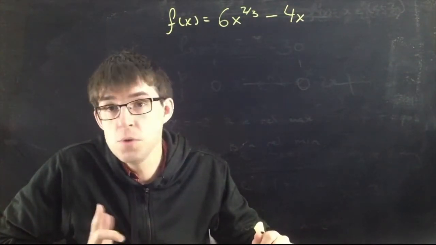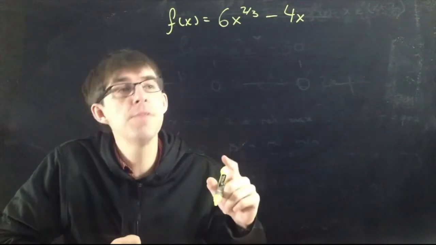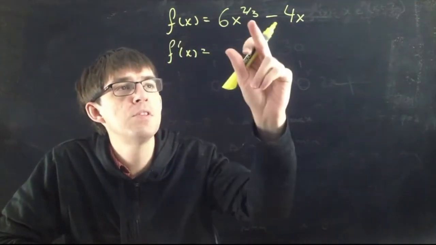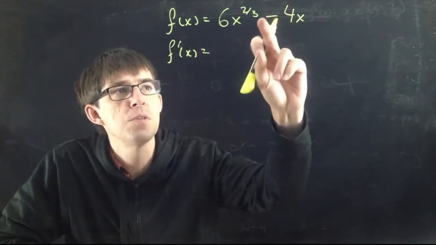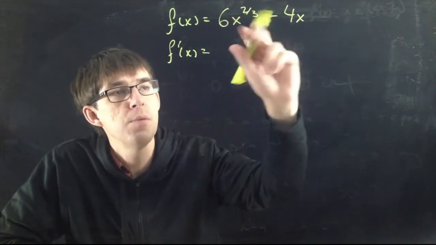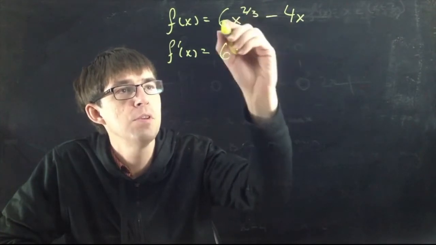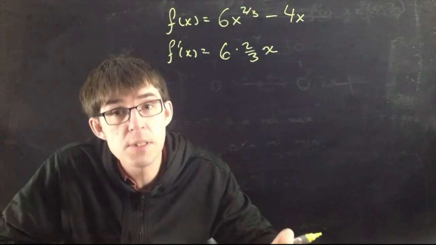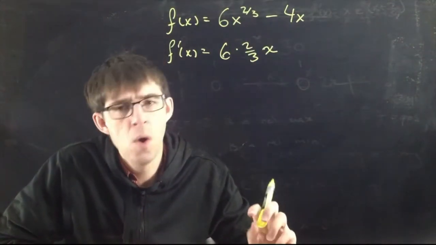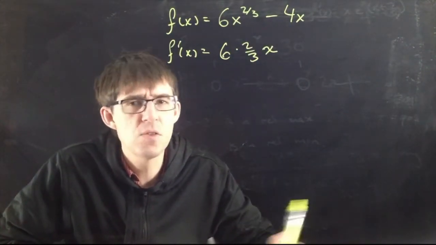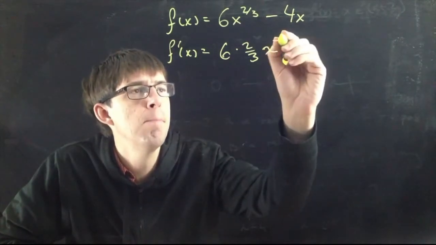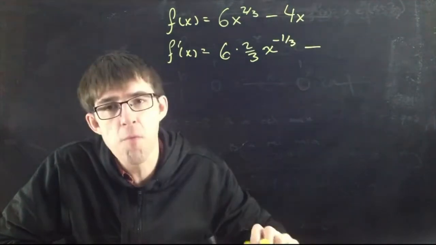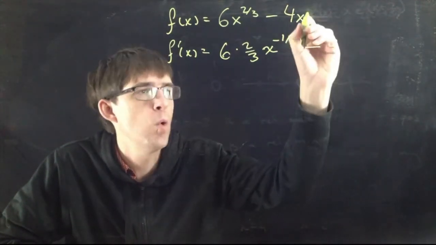We are going to do the same procedure. We begin by taking the derivative and try to simplify as much as possible. So f prime of x equals. This derivative is, I suppose, ever so slightly weird. You do the usual thing with the exponents. I'm going to multiply the 2/3 down front. 6 times 2/3 times x. And then you decrease the power by 1. So you got to think, what is 2/3 minus 1? It is minus 1/3. And then I go minus, what's the derivative of 4x? It is 4.